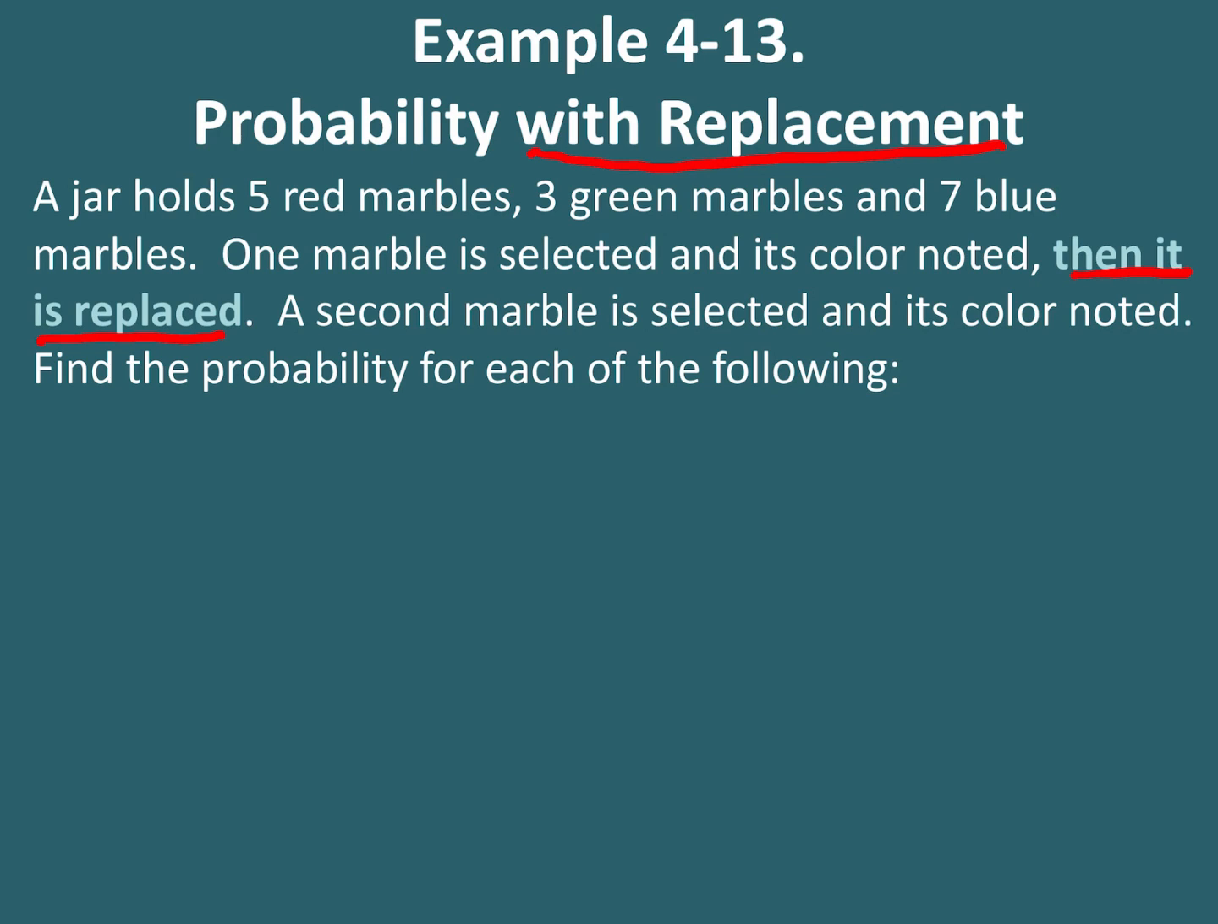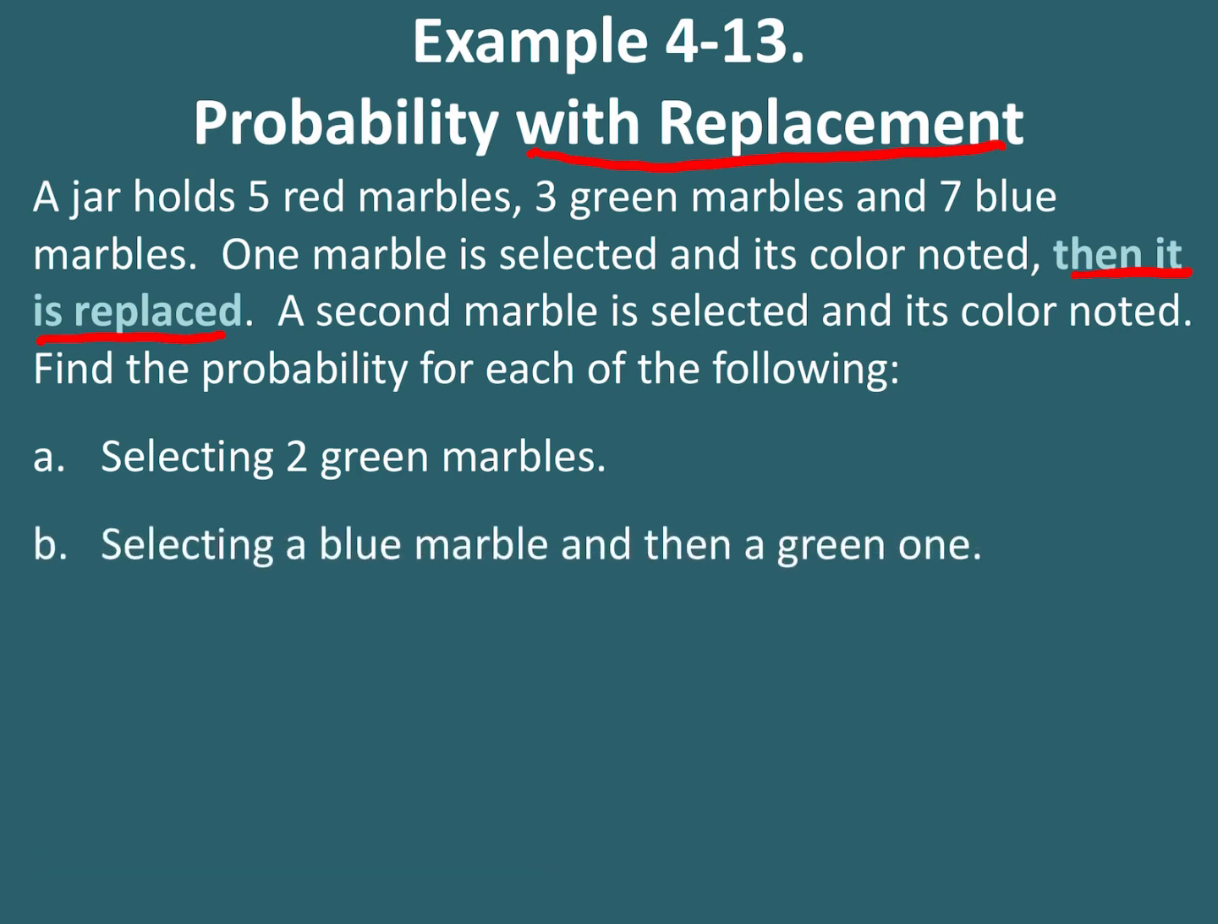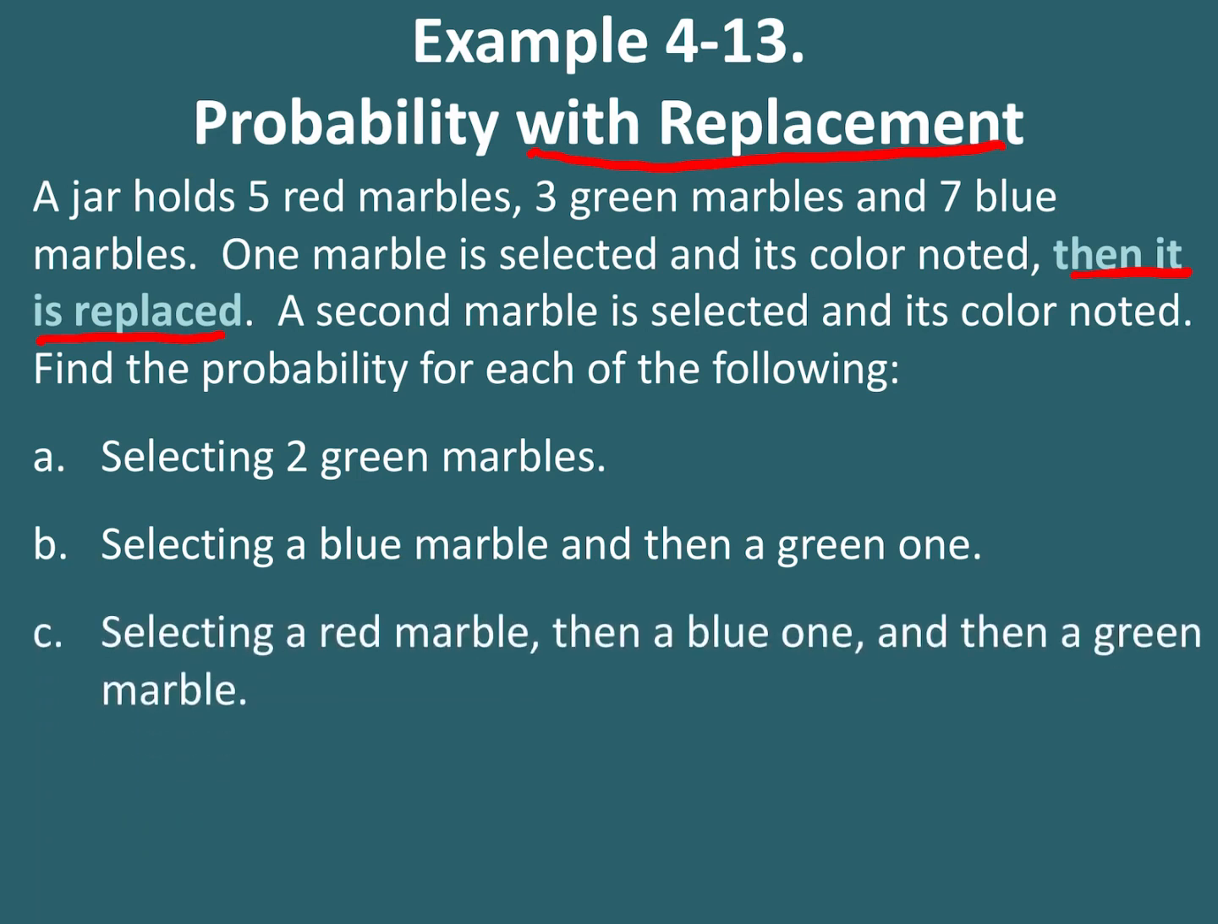A second marble is then selected and its color is noted. Find the probability for each of the following, starting with selecting 2 green marbles. Then we'll do selecting a blue marble, replacing it, then selecting a green one. Then finally, we will do 3 where we select a red marble, replace it, then a blue one, replace that, then a green marble.